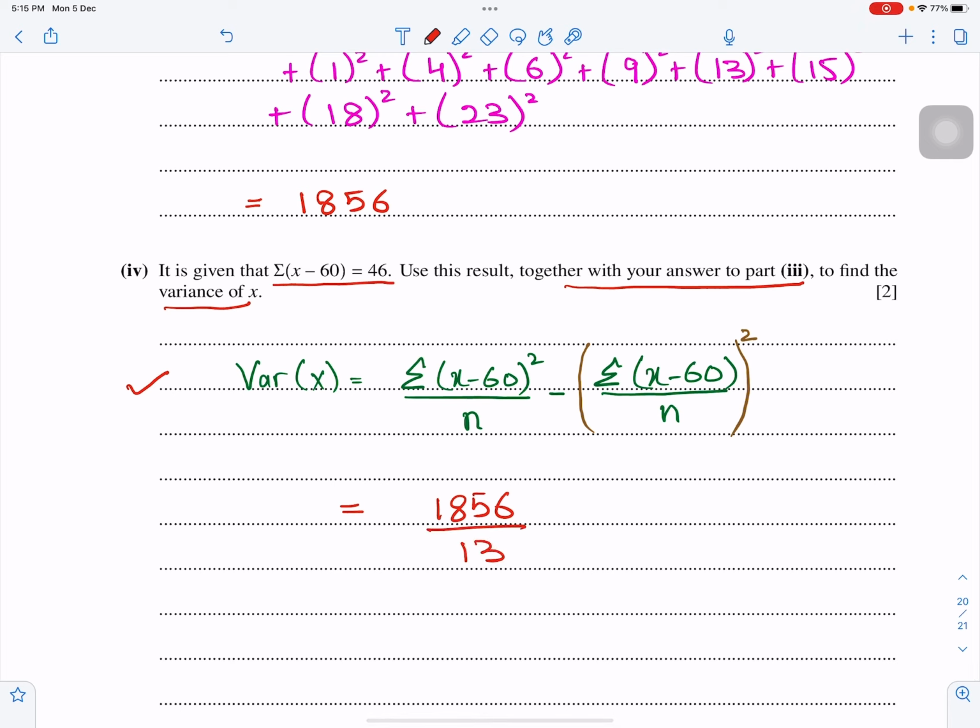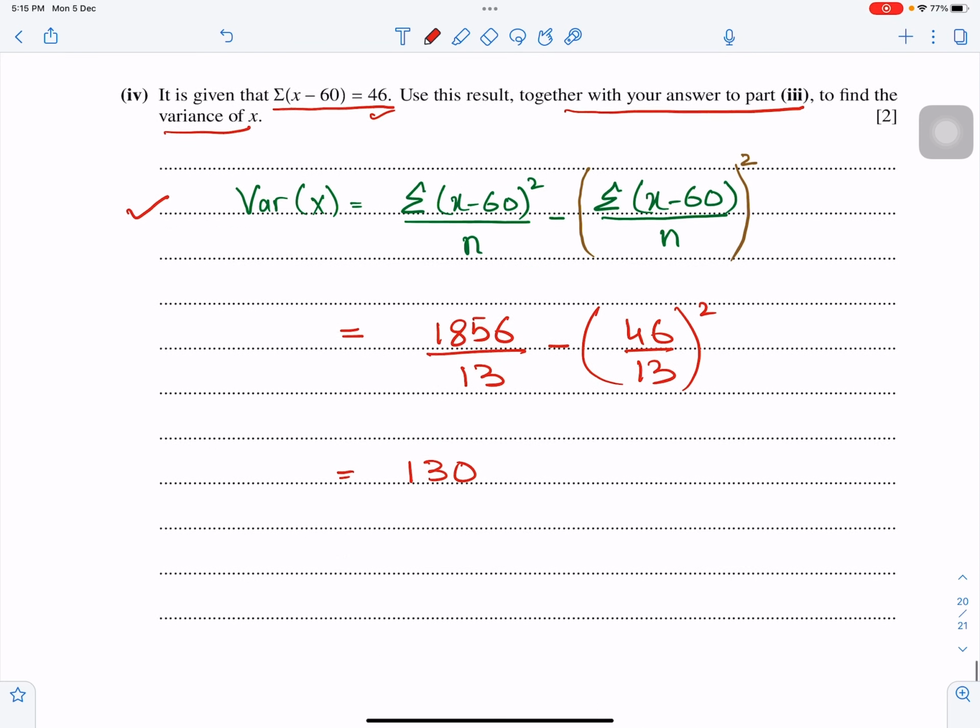Divided by 13 here. Now sigma (x minus 60) is 46 given to you here. And you simply use the calculator to calculate the variance, which as I calculate is 130. If there's a calculation mistake, you can fix it. So this is how you will calculate the variance of x.